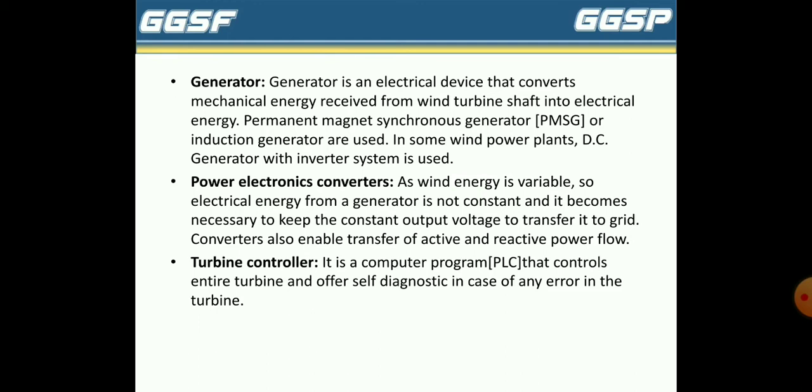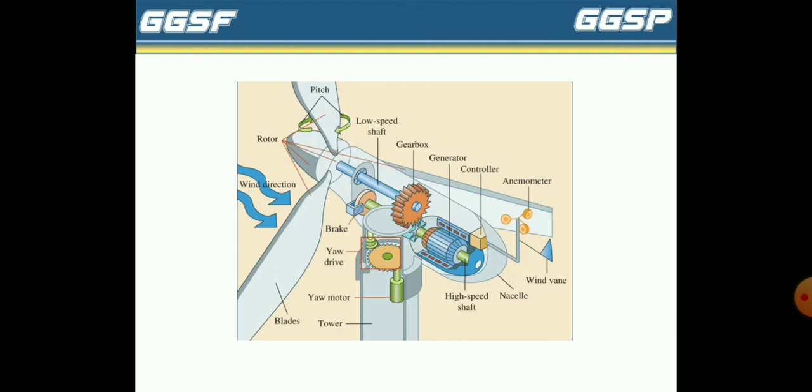Power electronic converters. As wind energy is variable, the electrical energy from the generator is not constant, and it becomes necessary to keep a constant output voltage to transfer it to the grid. Converters also enable transfer of active and reactive power flow. Turbine controller. It is a computer program, PLC, that controls the entire turbine and offers self-diagnostics in case of any error in the turbine. Here is a picture again.